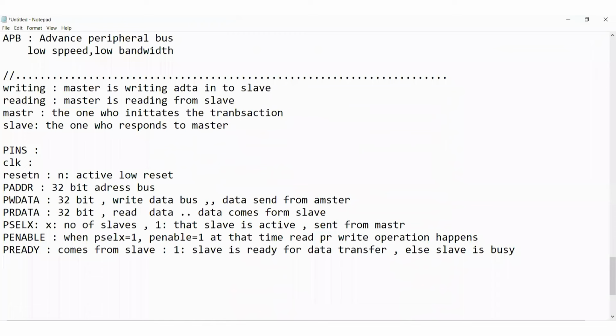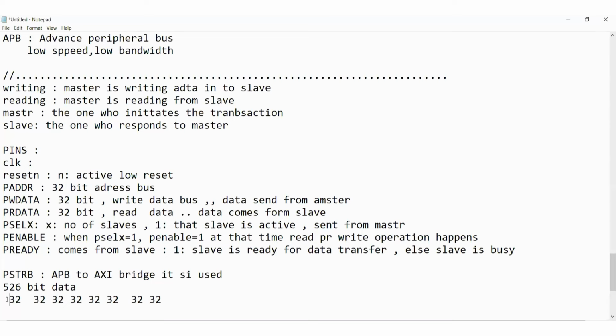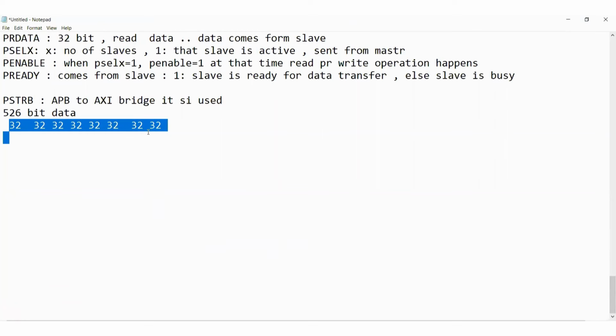Okay. Then there are some other signals like PSTRB. In the simple APB, we normally don't use it. Whenever there is APB to AXI conversion, it is used. Like you are sending a 32-bit data, or not 32-bit data, you are sending some 64, 128, like some 256 bits of data. Then you will be sending it on the 32-bit bus. So first it will be converted into 32, 32, 32, 32. Okay, in this way you are going to do the data transfer, 32-bit, then 32-bit, then 32-bit, then 32-bit, like this.